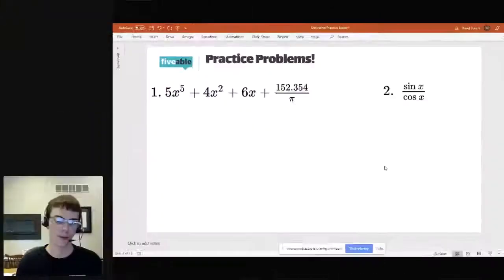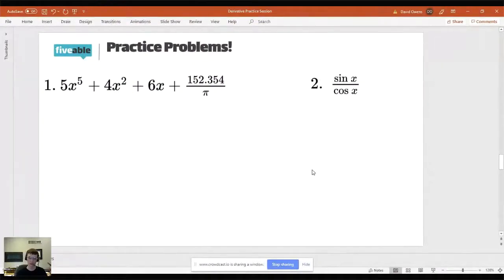So let's pick up where we left off, now doing the main focus, which is 8 practice problems which I prepared. Let's take a look at this first one. This one is pretty simple. It's just a polynomial with all of our terms chained together, so we'll just take this term by term.